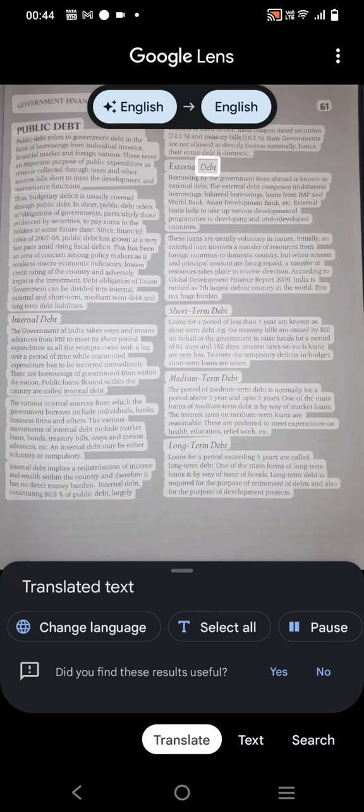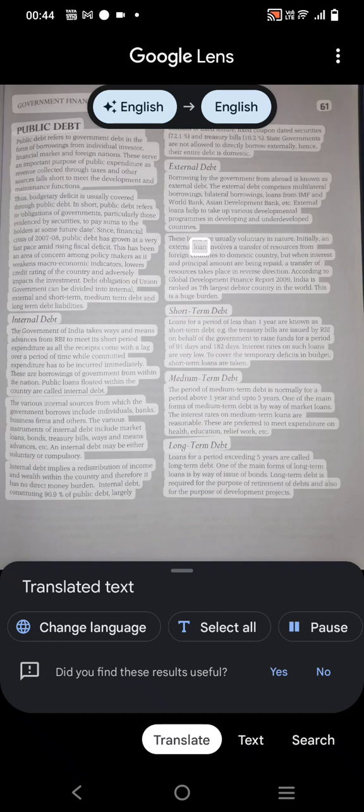External debt. Borrowing by the government from abroad is known as external debt. The external debt comprises multilateral borrowings, bilateral borrowings, loans from IMF and World Bank, Asian Development Bank, etc. External loans help to take up various developmental programs in developing and underdeveloped countries. These loans are usually voluntary in nature.